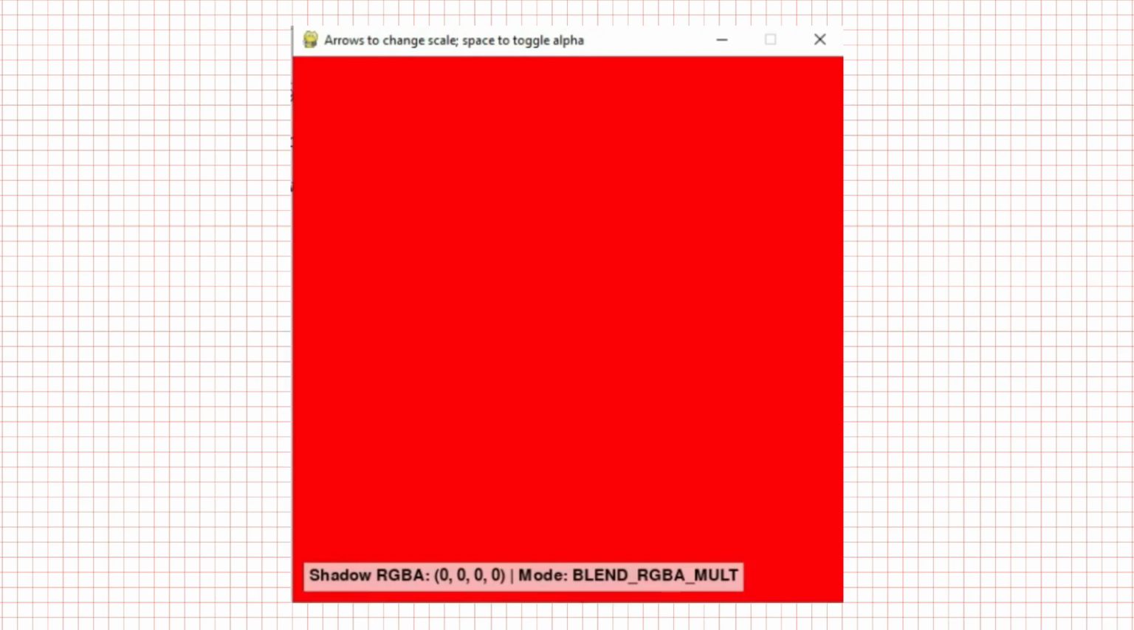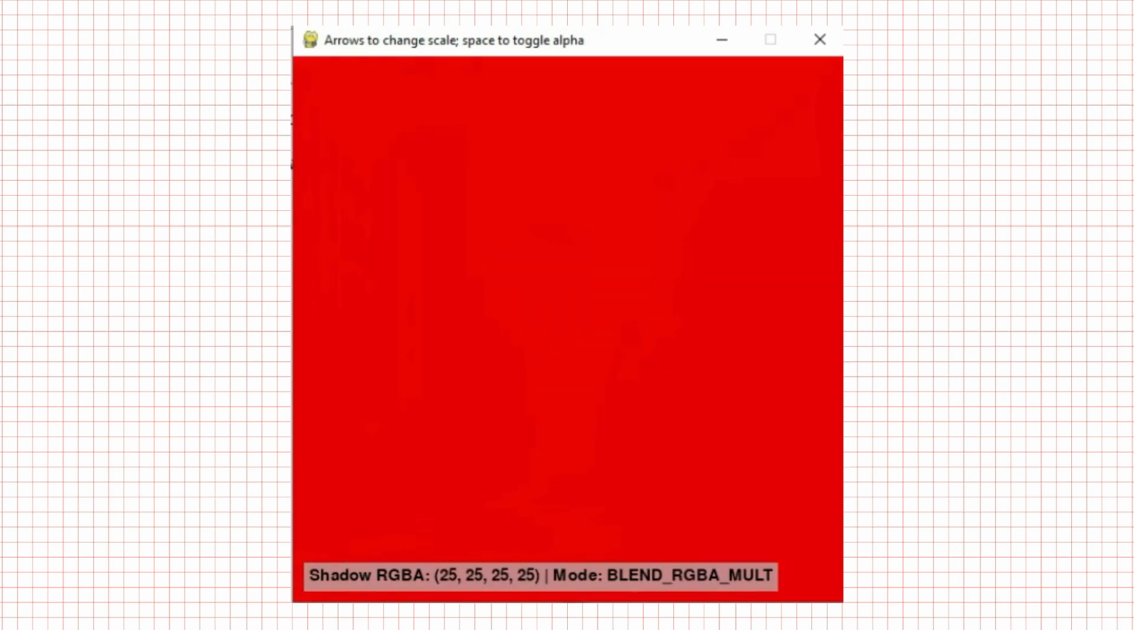If I press the space bar, now we're blitting in blend RGBA MULT mode. What that is going to do is also scale the alpha channel. Notice when I do that, the window turns red. What I'm doing to make the opacity visible for this example is blitting red to the screen before I blit the image. Right now, with the alpha at 0, completely transparent, we're seeing the red screen.